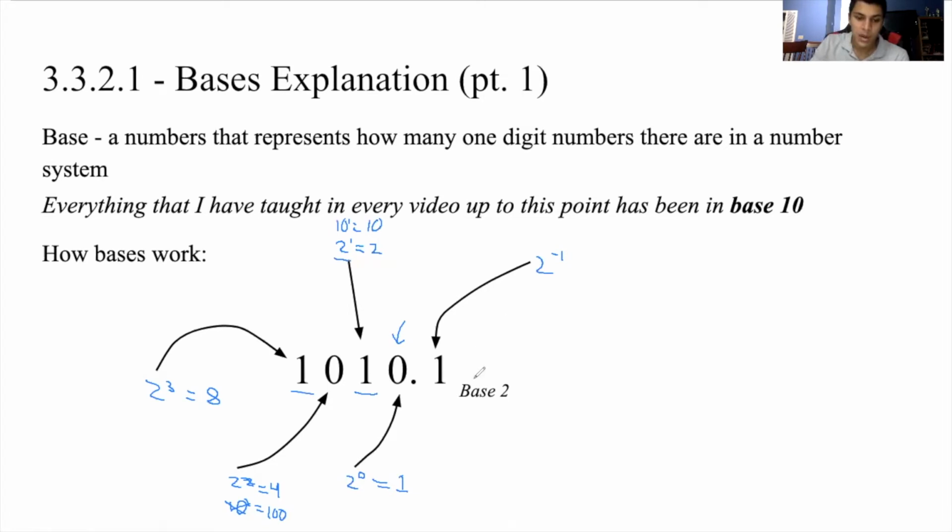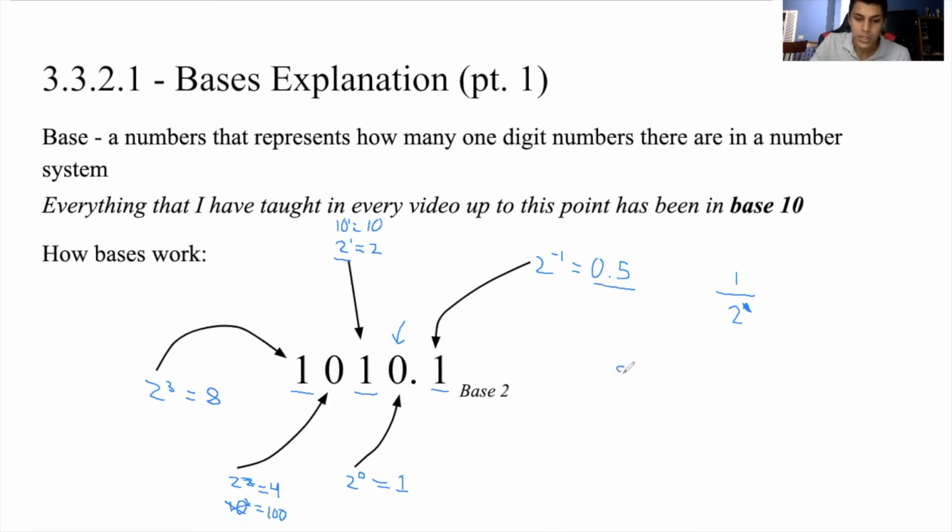And then this one is probably the most difficult one to understand out of these. This is the 2 to the power of negative 1's place, or the 0.5's place, the 1/2's place. And the reason it's the 1/2's place is because if you remember, what the negative means in the exponent is you have 1 over and then the positive exponent. So 2 to the power of negative 1 is 1 over 2 to the power of 1. 2 to the power of 1 is 2, so 1 over 2 is 0.5, or 1 over 2 is 1/2. So this represents the 0.5's place, and you have 1 of them.